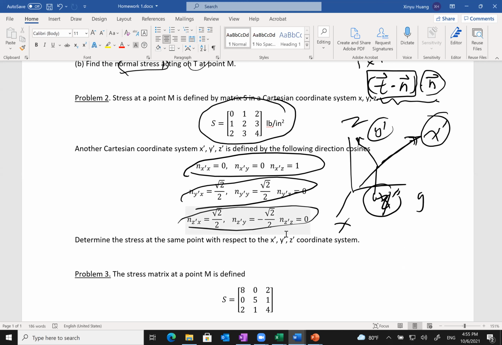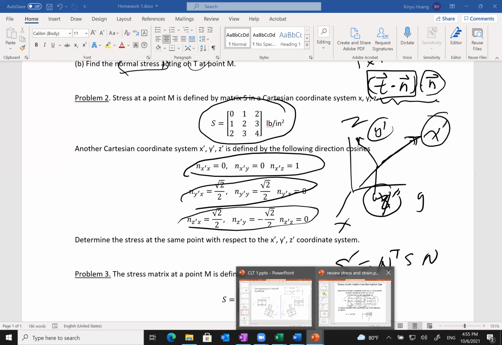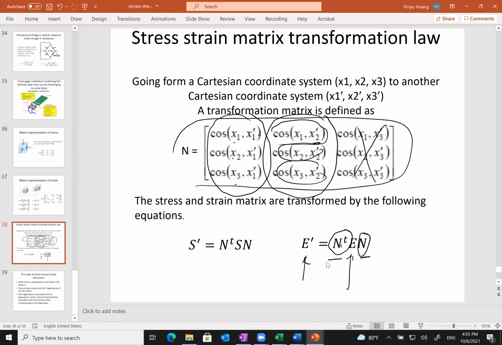So all we need to do is basically exercise the equation x prime: n transpose S n, right? The equation that we learned about. The same equation applies to both stress and strain, right? We just use this equation.